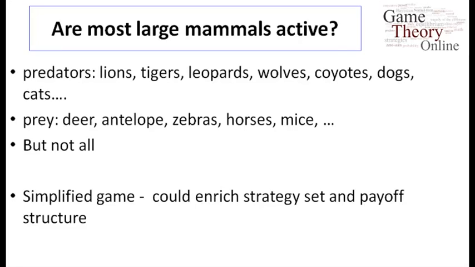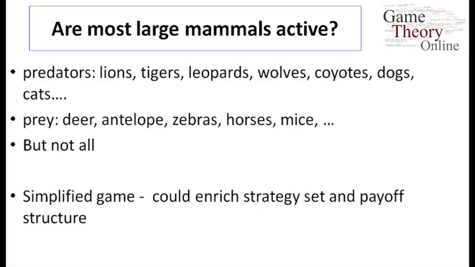Okay, so we could begin to ask ourselves, are most large mammals active? Well, you think about most predators you can name: lions, tigers, leopards, wolves, coyotes, etc. Most prey, deer, antelope, zebras, and so forth, yes, they're active. It's not exclusively true. You could think of things like sloths or other kinds of animals that are quite passive. But we end up with a prediction that seems to match some things.